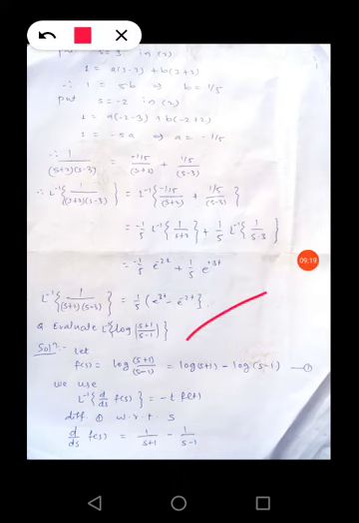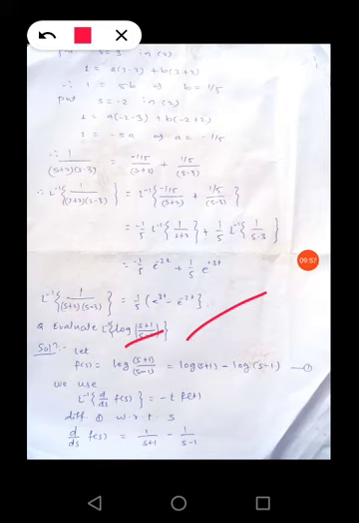So the second example is evaluate L inverse of log s plus 1 divided by s minus 1. Okay. So first, in this problem we are not able to use direct properties, because here the function is logarithmic and any transcendental function cannot be solved by using direct properties. Okay, so we are making some assumptions: let f of s be equal to log s plus 1 divided by s minus 1.